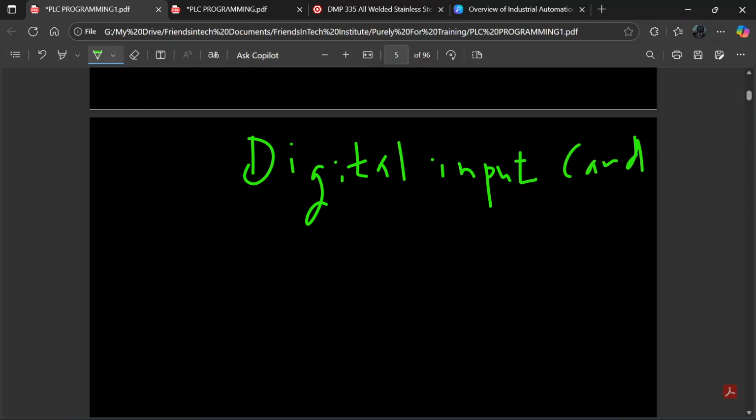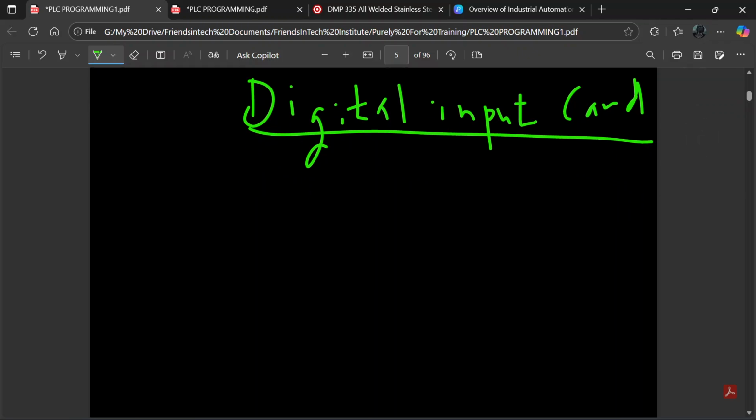So, digital input card. Of course, this accepts digital signals. For example, you can connect a push button. A push button will give you 0s and 1s.